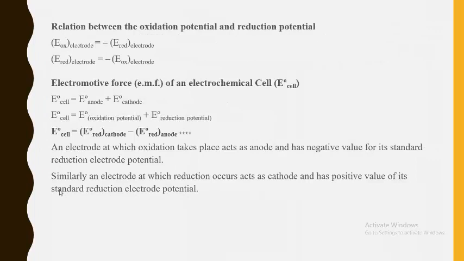Relationship between the oxidation potential and reduction potential. When you are calculating the electromotive force EMF of an electrochemical cell, that is the E naught cell, using this formula is very important: E naught reduction at cathode minus E naught reduction at anode. An electrode at which oxidation takes place acts as an anode and has a negative value for its standard reduction potential. And similarly, an electrode at which the reduction occurs acts as a cathode and has a positive value of its standard reduction electrode potential.